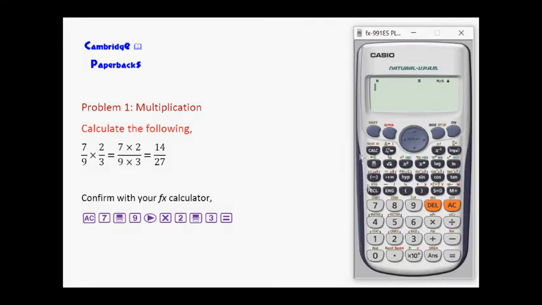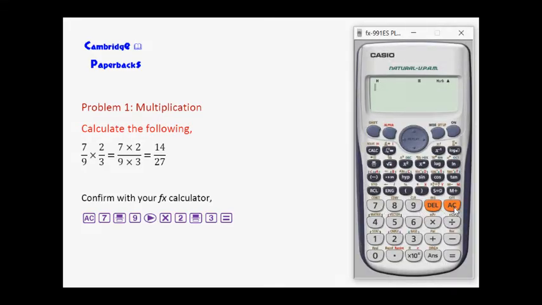We'll have a look at the first problem, and this is the multiplication of 7/9 by 2/3. This is given by 7 times 2 in the numerator and 9 times 3 in the denominator, giving the answer as 14/27. Now we can confirm this with these keystrokes on our Casio calculator.